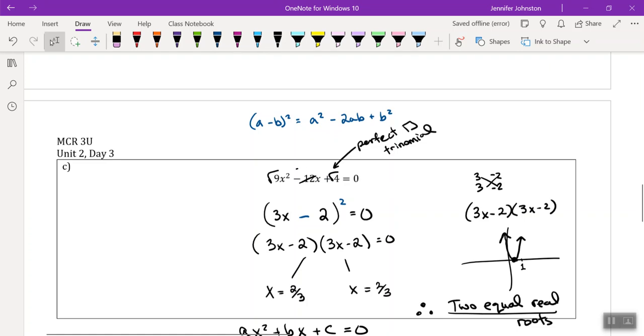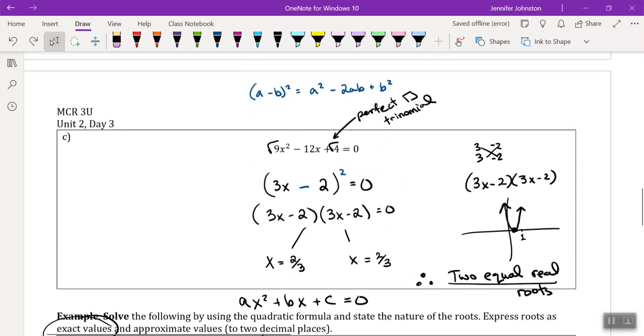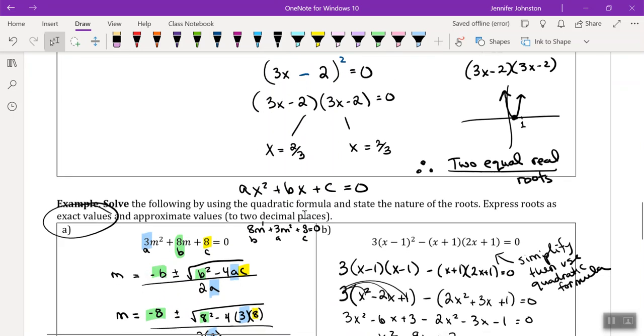If this wasn't 12, like if it was negative 11, this is not a perfect square trinomial, right? So it's showing here that square root of 9 is 3, square root of 4 is 2, and if we take 3 times 2 and multiply it by this number 2, and we get 12, which we do, we know it's a perfect square trinomial. If it wasn't, then we couldn't do this helpful trick of answering it. Similar to what we do in completing the square, right? That's exactly what we do in completing the square.